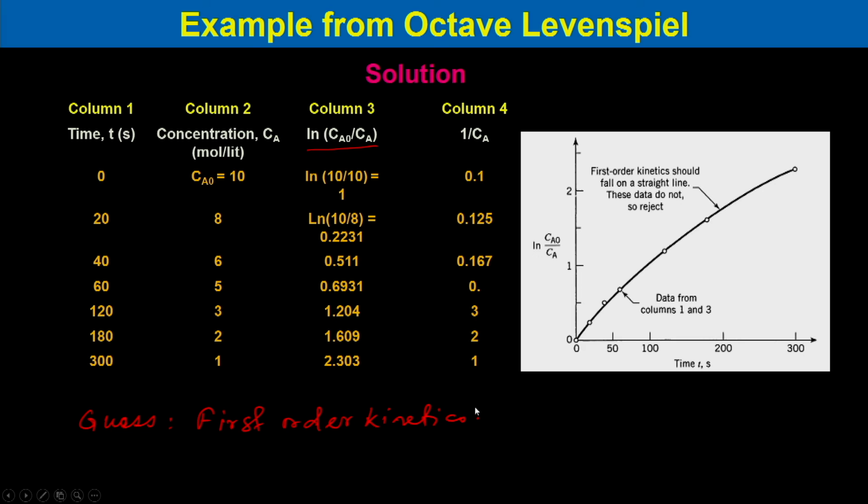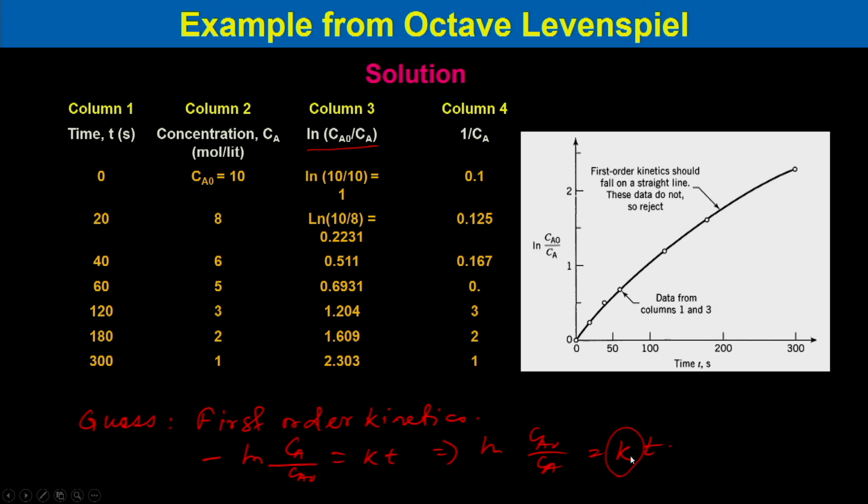So, if it is first order kinetics, we know for a first order system, minus ln Ca by Ca naught is equal to kT. So, we can write ln Ca naught by Ca is equal to kT. So, if we plot ln Ca naught by Ca versus time, it should give a straight line with a slope of k.